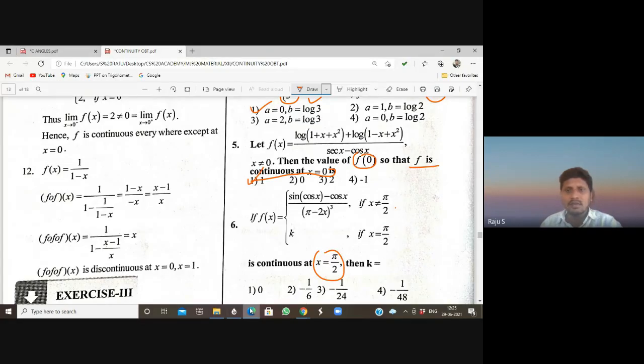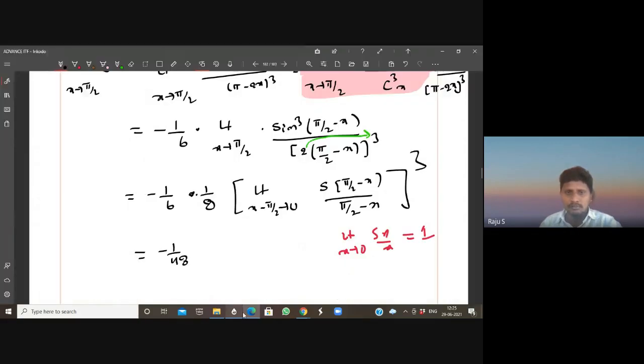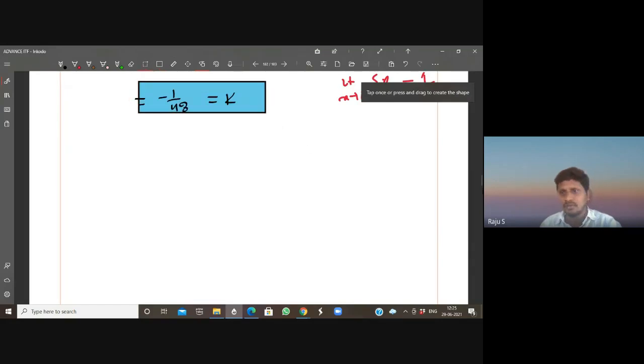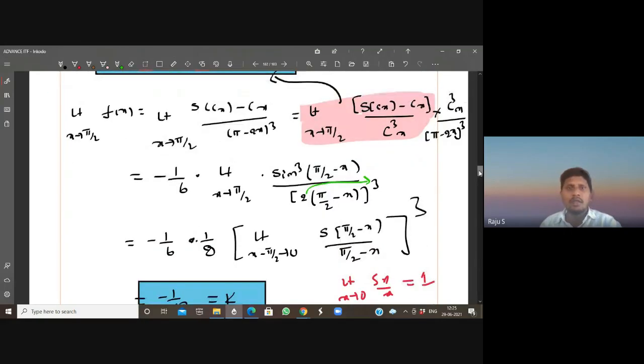Then what is the k value of 1? Yeah, because it is continuous, we have to equate both of these. Therefore, it is continuous. This is equal to clearly k. The k value is minus 1 by 48. That's all. So what I have done, I changed it to standard form. After that, I simplified. Cos cube, I wrote as sine of 90 minus x whole cube.